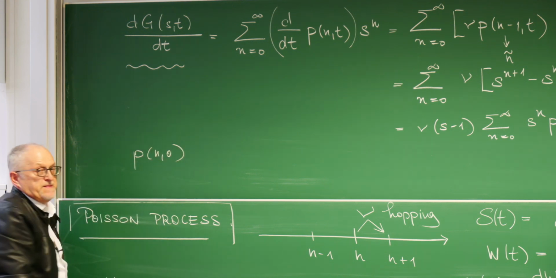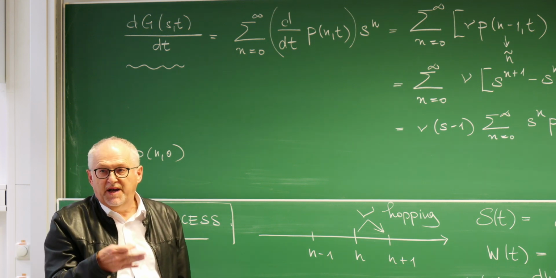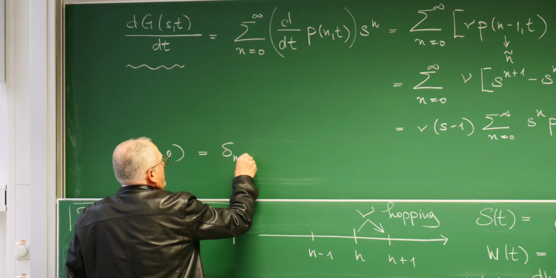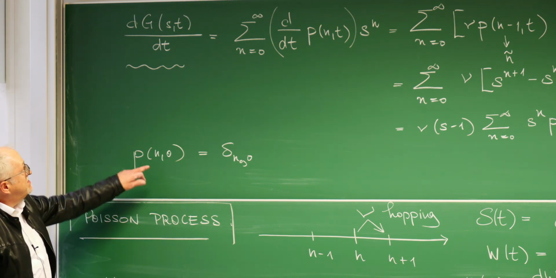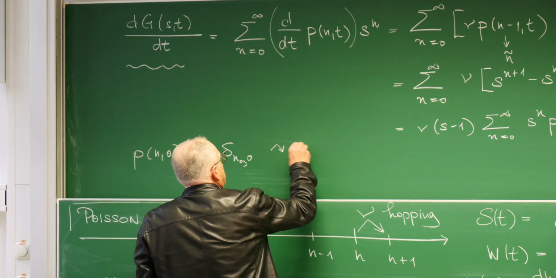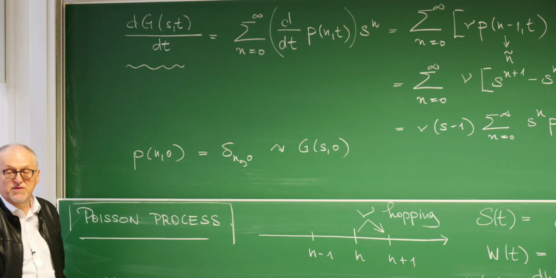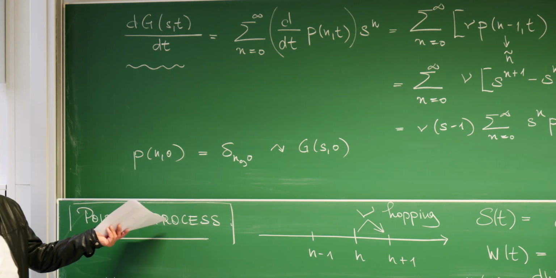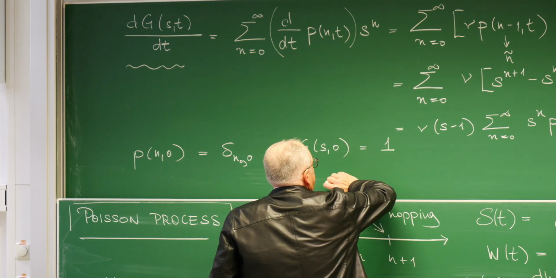The initial condition that I have is that I want my particle to start where? At 0. Okay? So that's a Kronecker delta, n0, 0. Now I can use that to calculate g of s and 0. And the only term it will pick out from the whole sum is the one with n not equal to 0, so this object will just be 1.